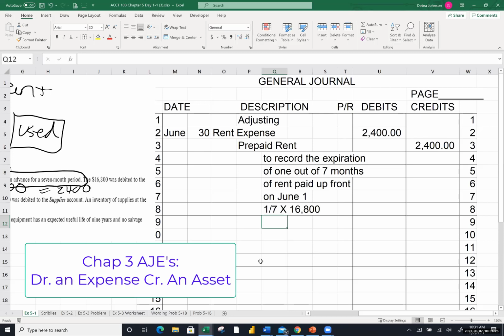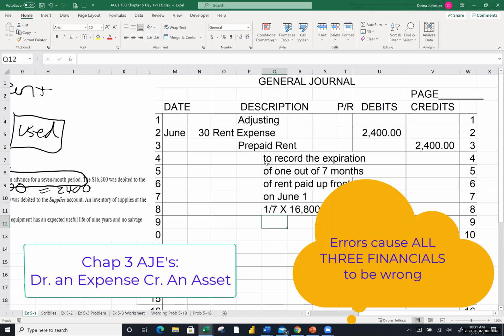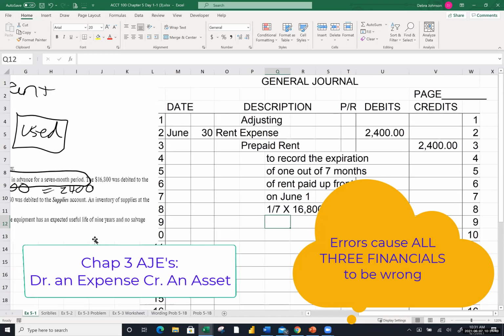Again, I hope you got this in your notes because I've said it at least 5 times now. Every adjustment that we're learning in this chapter affects an expense and affects an asset. Another way of saying that, it affects an income statement account and a balance sheet account. So if we mess this up, all three financial statements are going to be wrong. That's why these are important.